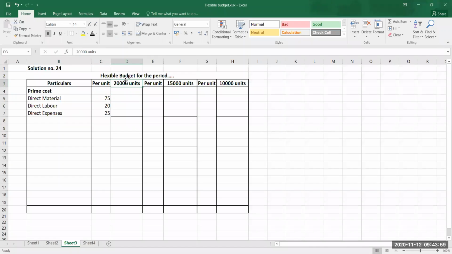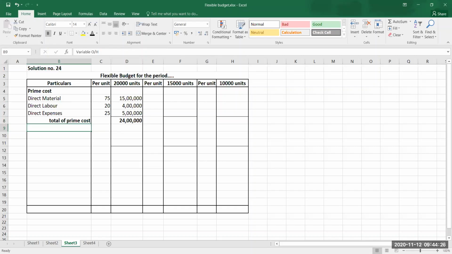Likewise, we need to calculate the cost for 20,000 units. So if you are producing 20,000 units, how much is going to be your cost? So simple. 1,50,000. Yes, very good. So if you multiply with the total number of units, you will get this particular total cost for 20,000 units. Very good. Okay. So now this will be your total prime cost. So if you add, you will get 24 lakh.